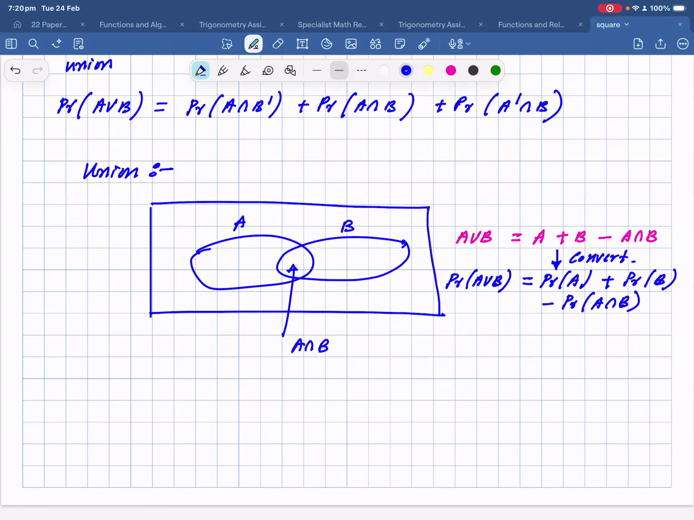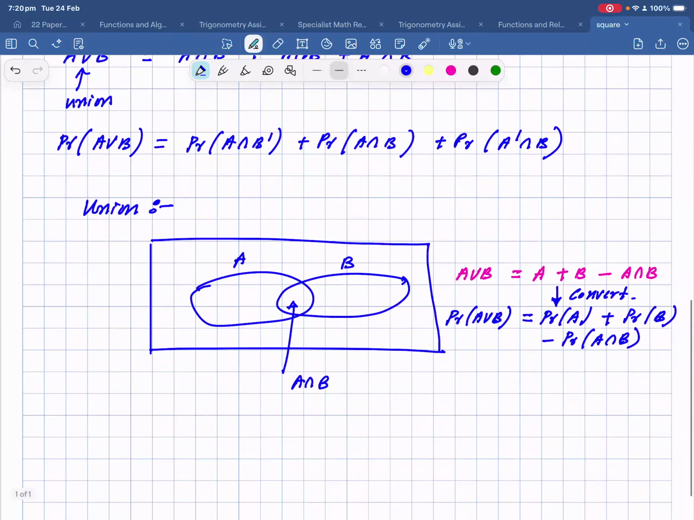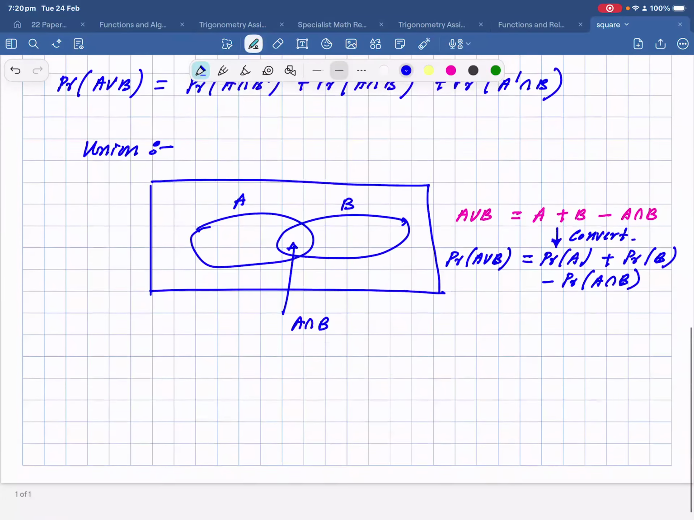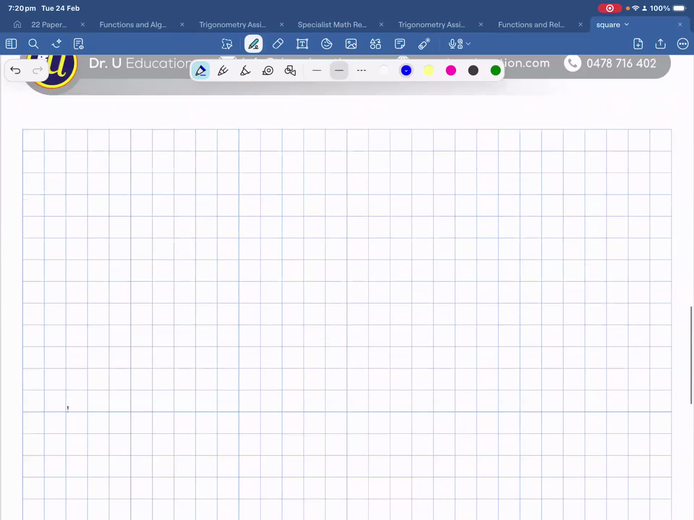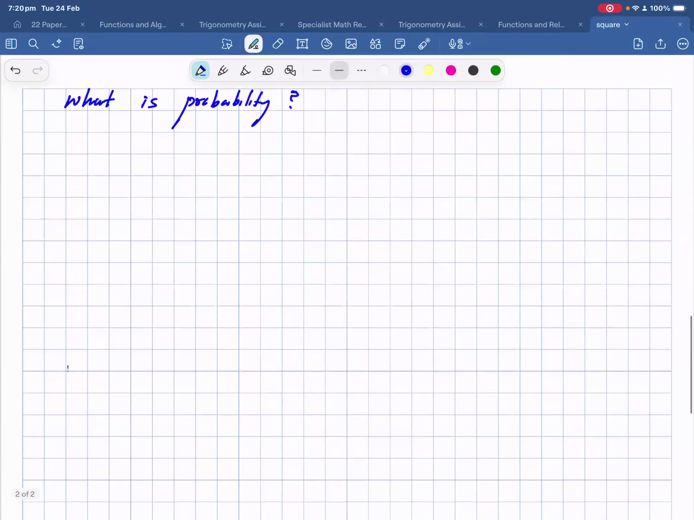Convert into probability. Right. So I hope this picture also makes sense to you. Now the next one. Now, if you don't know this detail, you might think how to calculate the probability. What is probability? Okay. So think about this.